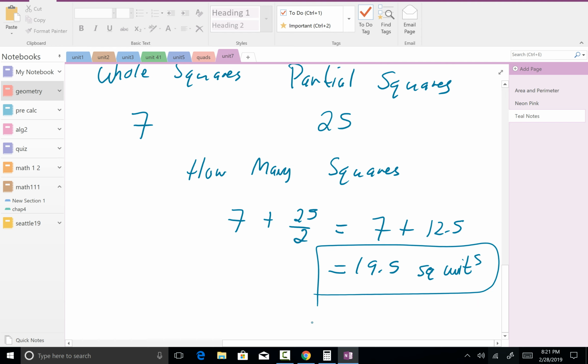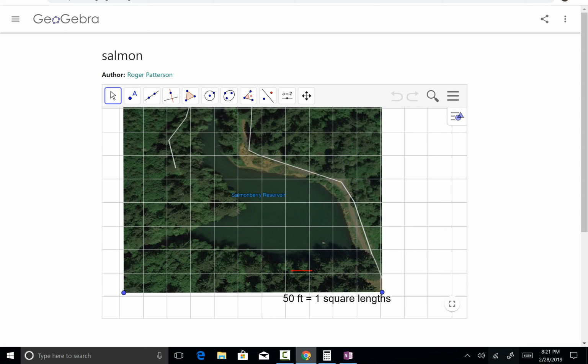You say, well, that's nice, but wait a second. What does that square unit represent? Down here on the bottom, we see that 50 feet equals 1 square length. So if 1 square length is 50 feet this way, we can find the area of one of those squares. Once you know the area of 1 square, you should be able to find the area of the lake. So go ahead and do that right now. Take the square units and figure out the area. We'll pause it and have you figure that out.